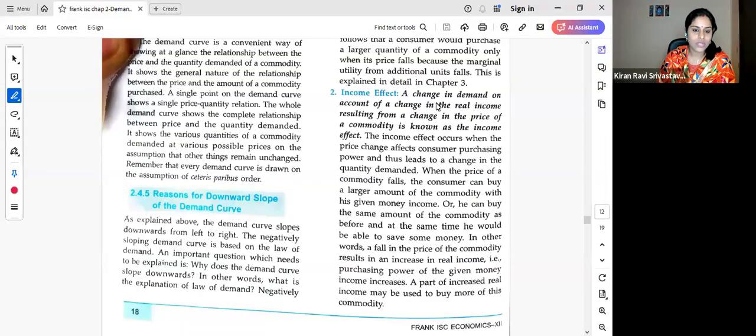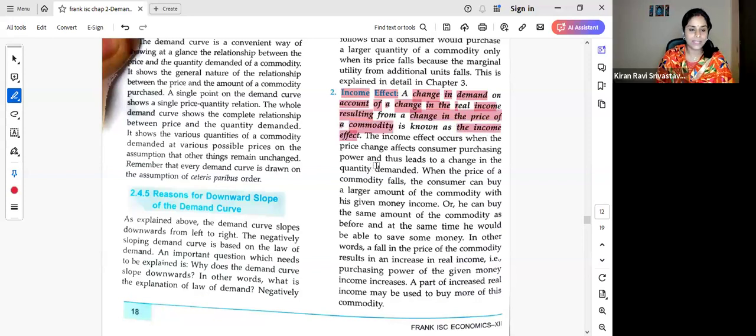So we are doing reasons for the downward sloping of the demand curve, and we have already discussed the law of diminishing marginal utility. The second point is income effect. Now, what is income effect? Income effect is a change in demand on account of a change in the real income resulting from the change in the price of a commodity.